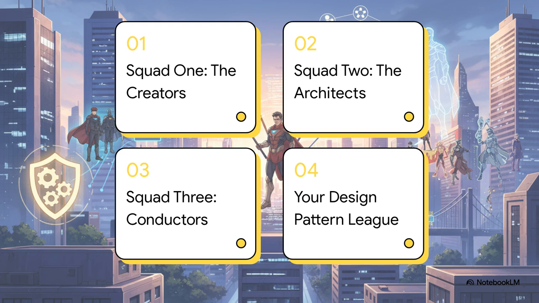All right, here's our mission briefing for today. We're going to meet three elite squads. First, the creators, who forge our objects. Then, the architects, who build our structures. And finally, the conductors, who orchestrate all the interactions. By the end of this, you'll know exactly who to call for your next big project.